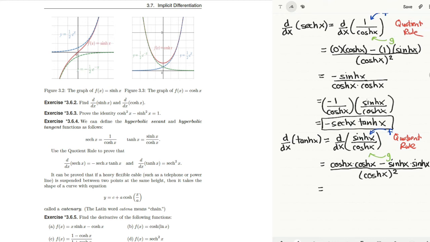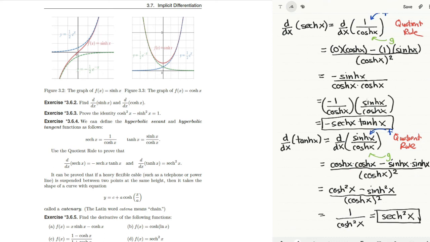So let's simplify. We have cosh squared of x minus the sinh squared of x all over cosh of x squared. And from the previous example, we proved that cosh squared x minus sinh squared x is equal to 1. So this is 1 over cosh squared of x, which is hyperbolic secant squared.